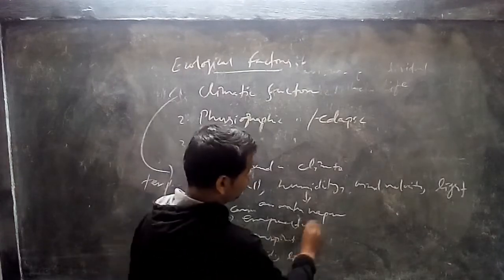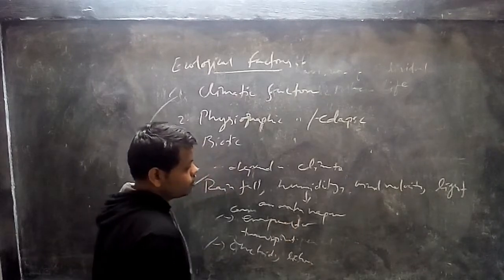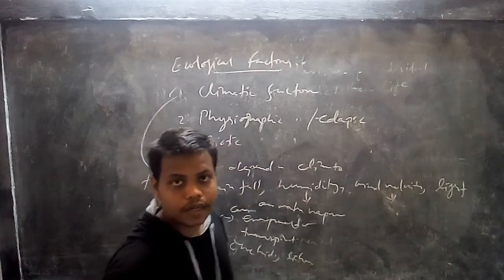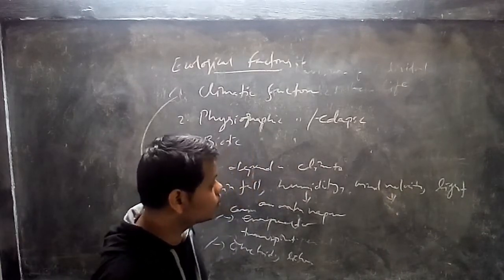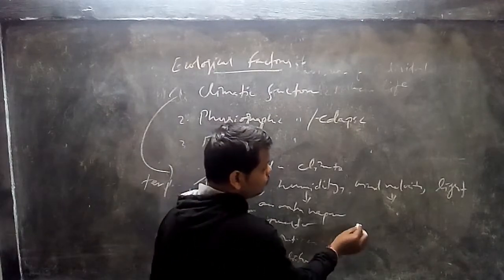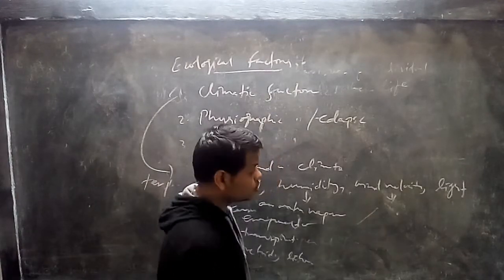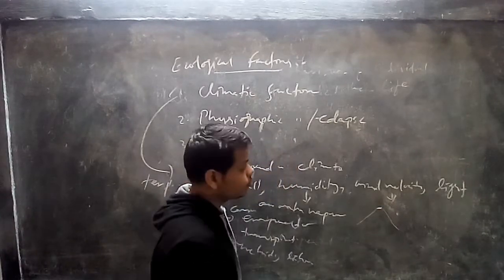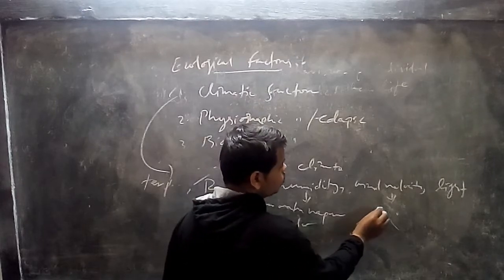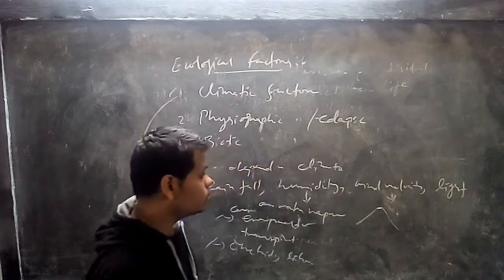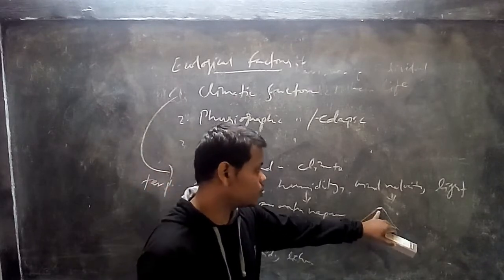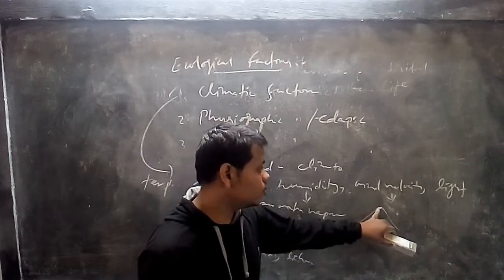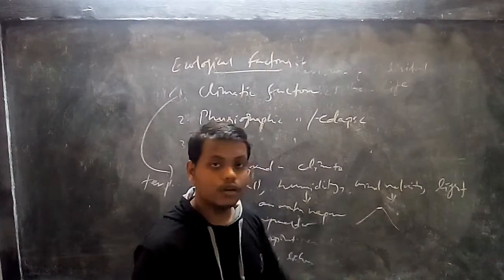Okay, humidity is complete: water vapor present in the surrounding environment. Then wind velocity. How does wind velocity affect the growth and development of plants? See, with the increase in velocity of wind, transpiration increases up to a particular level. After that, it decreases. Photosynthesis also increases with wind velocity up to a particular level, and after that it decreases. So wind velocity also has an impact on plant growth and development.